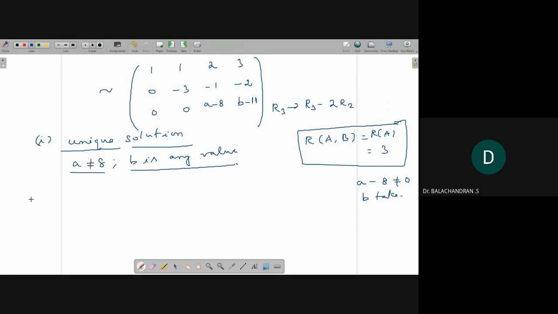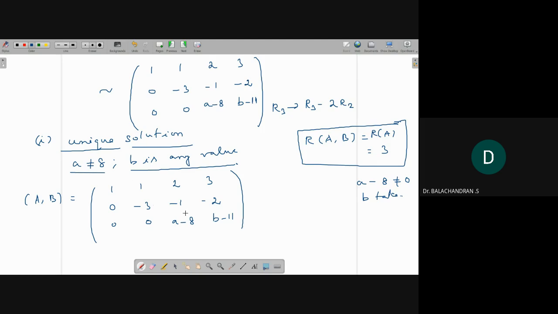Now A comma B is equal to 1, 1, 2, 3, 0, minus 3, minus 1, minus 2, 0, 0. This is A minus 8. B takes any value, B minus 11.